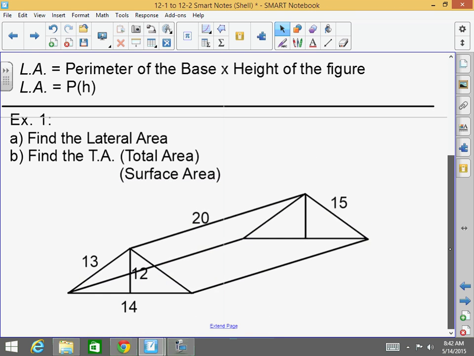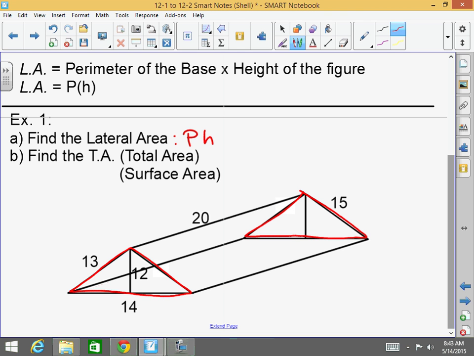So, for example 1, I want to find the lateral area, and sometimes they tell you total area. If they ask for total area, please know it's the same thing as surface area. So I want to first find the lateral area. Lateral area is perimeter times height. I always have to recognize my base here. Which is the base here? Yeah, the triangles are the bases. Very good. Triangles are the bases.